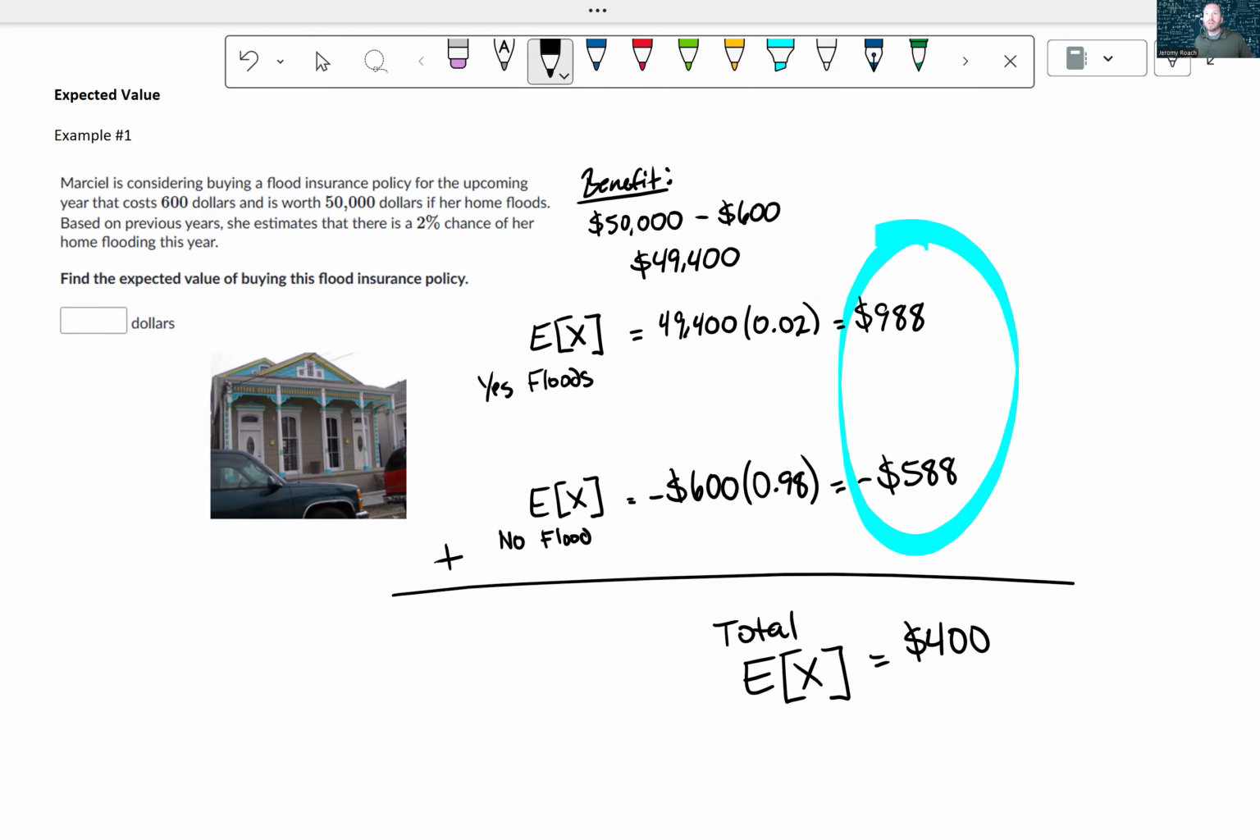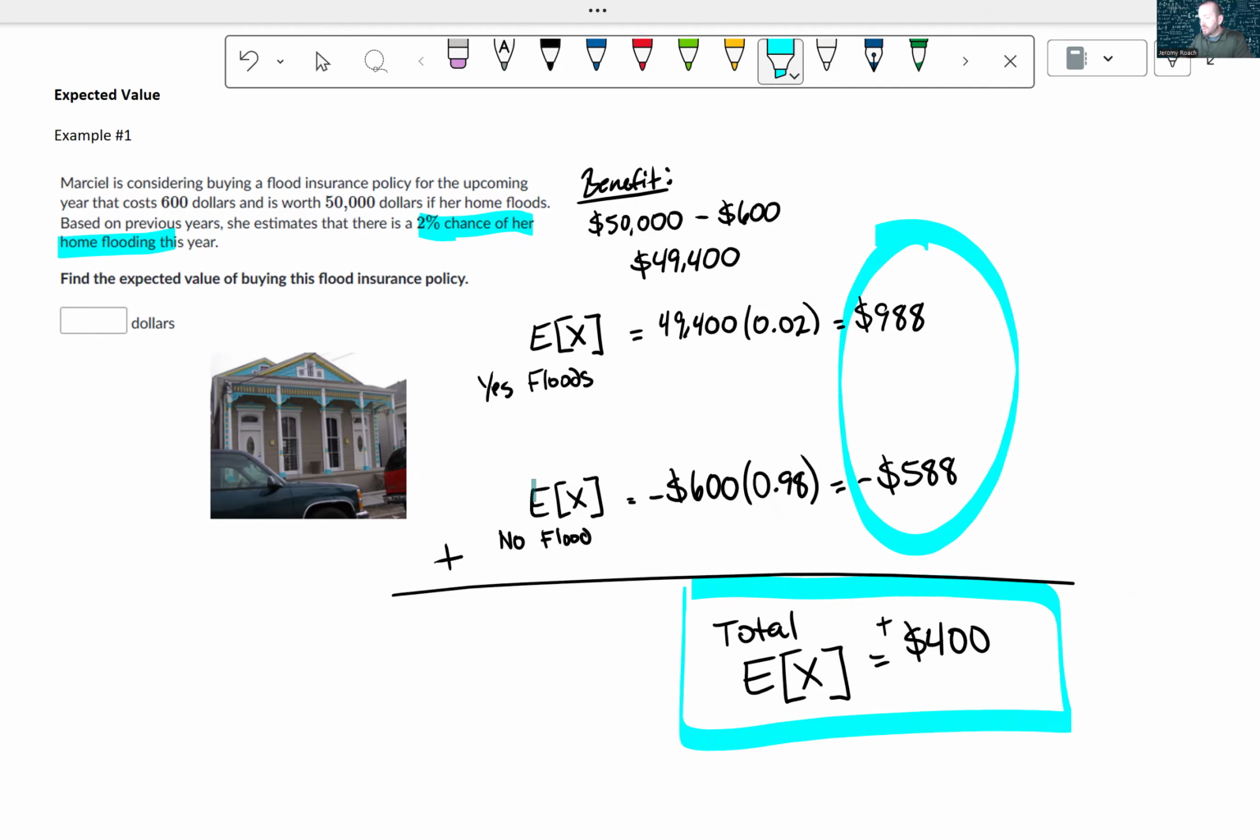So the expected value for the flood insurance policy is a positive amount. That means we would expect to gain money if we repeated this over multiple trials in a row, given that there's a 2% chance of the home flooding. And that seems like a very low percent chance. But according to the statistical reasoning of expected value, we would expect to make a gain.